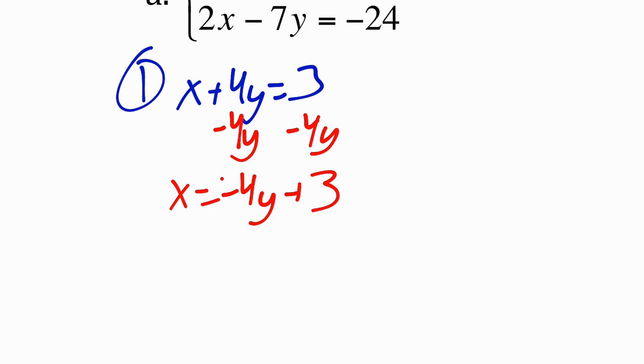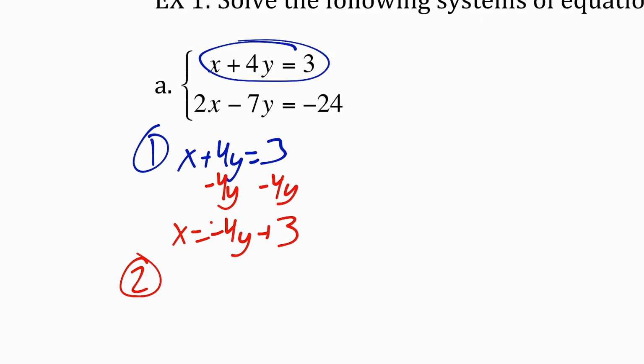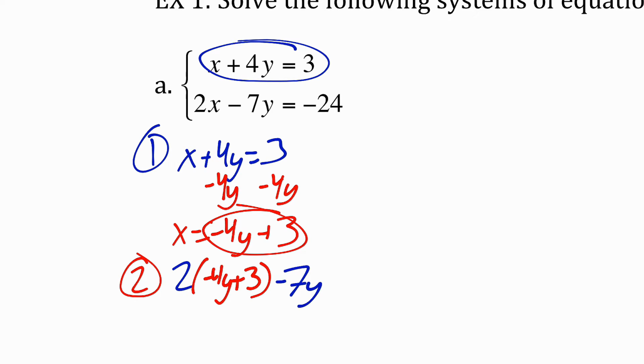Now, taking that, we're going to plug it into the other equation. So the other equation was 2x, but instead of x, we're going to replace it with negative 4y plus 3. And then finish off that second equation, minus 7y equals negative 24.